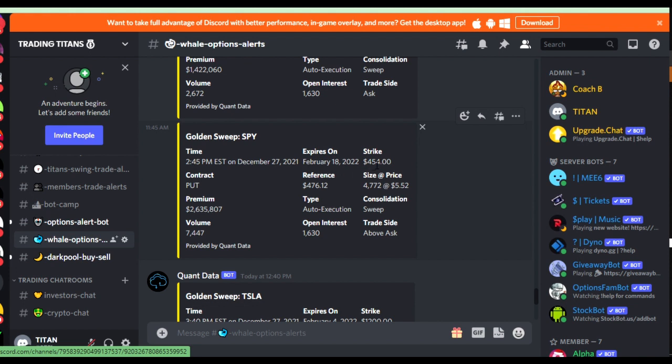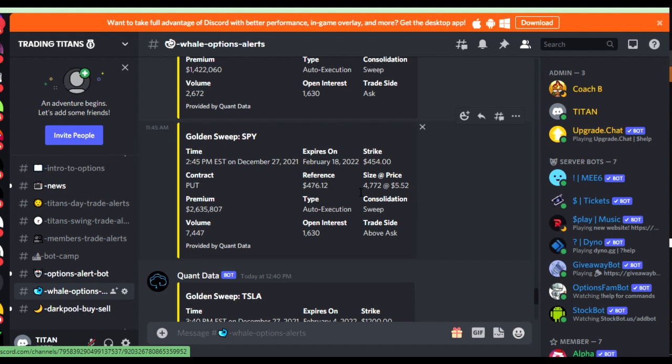Again, you could pick a different strike price and a different expiration date. You could pick something much shorter. All of that is in the bot camp tab and the intro to options tab. Make sure you check them out.